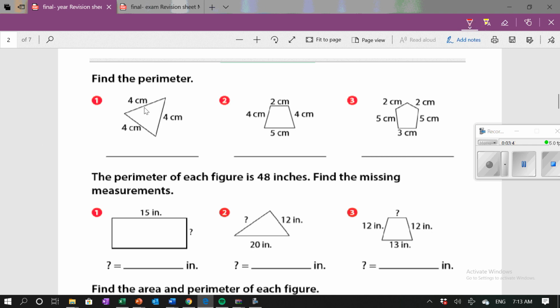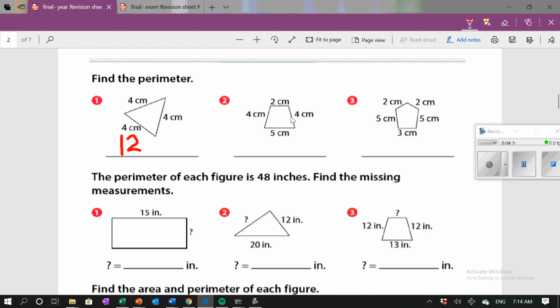Find the perimeter. Here I have the triangle, I have 4, 4, 4. So all the sides are the same. Instead of adding 4 plus 4 plus 4, I can say it's 4 multiplied by 3. 4 multiplied by 3 equals what? Perfect, it equals 12.